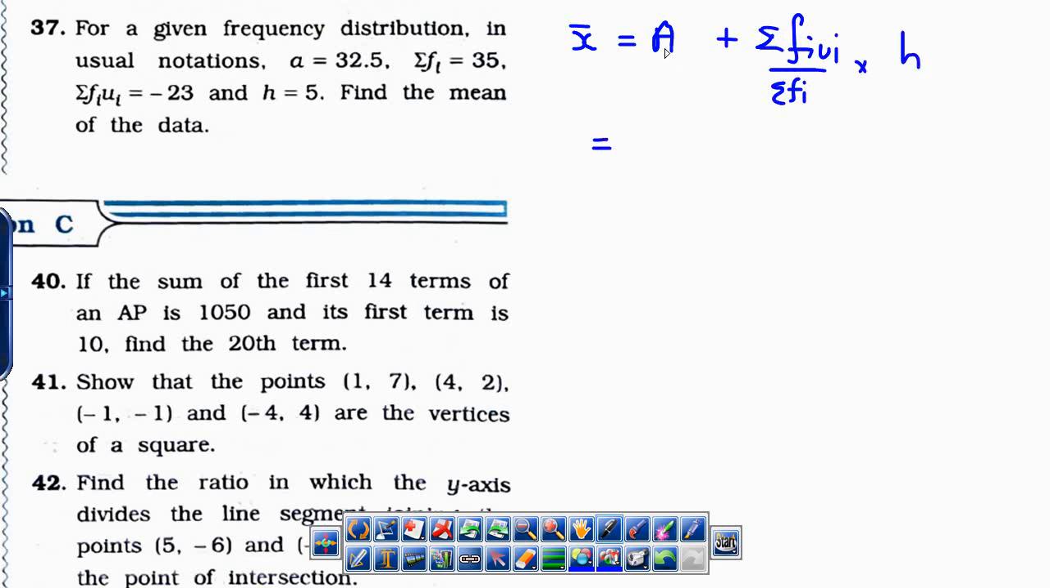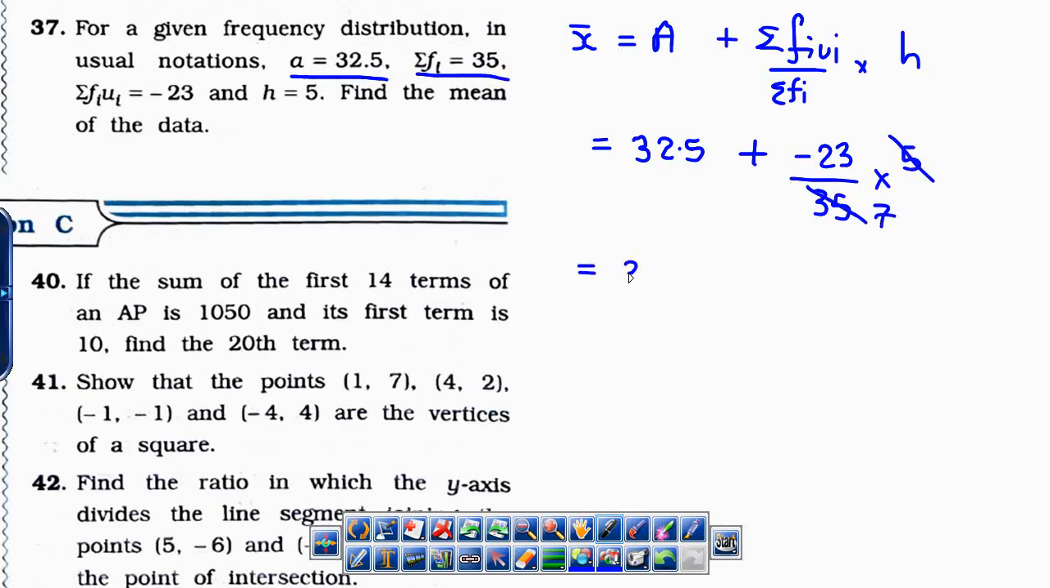A, generally we use capital A. They have given small a, does not matter. 32.5 plus sigma fi ui, minus 23, upon sum of frequency sigma fi, 35 into h, class length 5. 7. So 32.5 minus 23 upon 7.